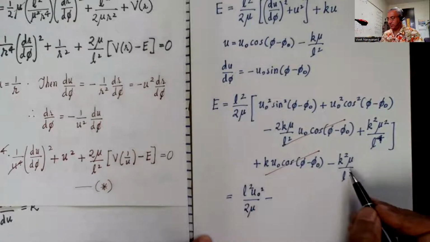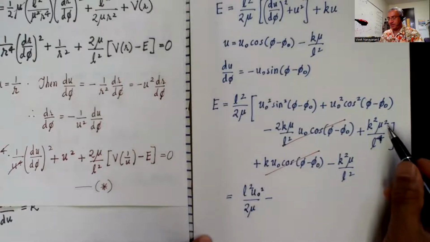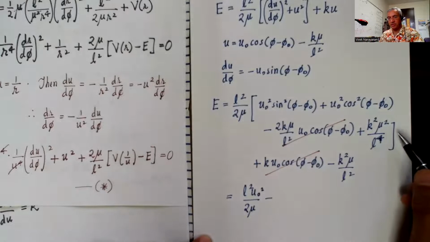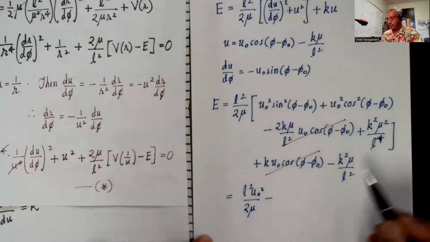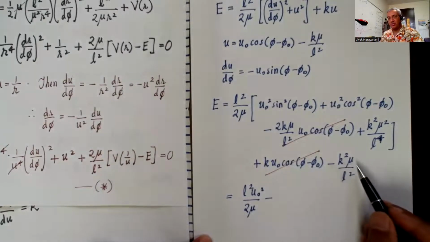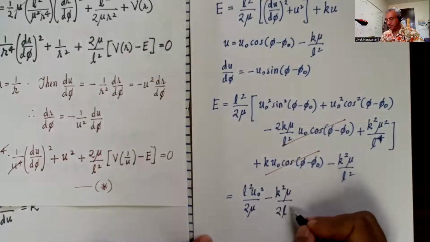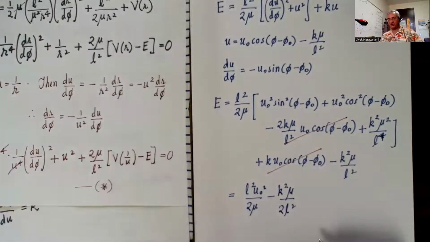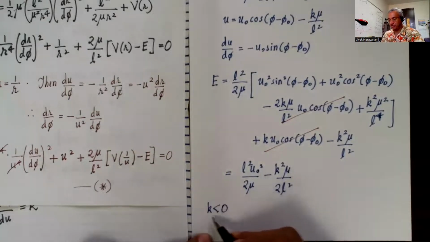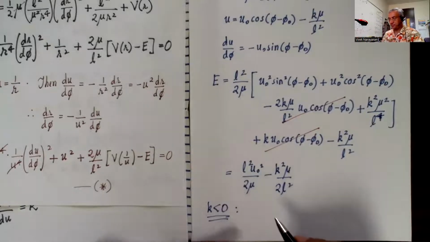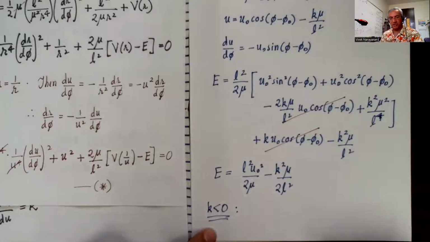What we have is k squared mu squared divided by mu. So that's k squared mu over 2L squared, because L squared and L to the 4 cancel out, minus k squared mu over L squared. So that gives me k squared mu over 2L squared. 1 minus half is half. It is now that we make the assumption that k is less than 0, which is true. So that's the energy of the particle.